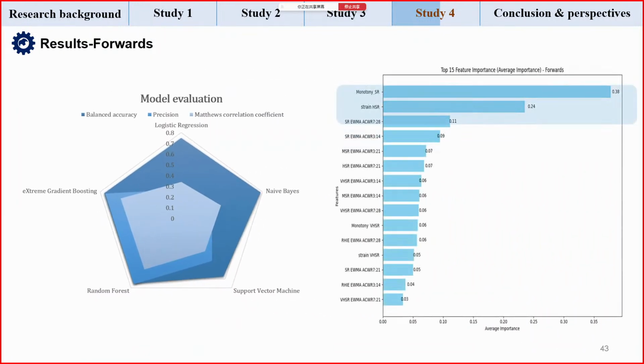Based on the feature importance, the most important features were monotony of sprint running, the strength of high-speed running distance, and followed by the EWMA-ACWR in the 7 and 28 time windows of sprint running.